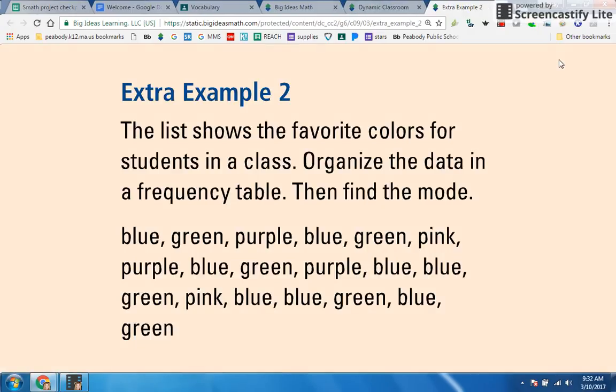So this one is talking about asking people what their favorite color is. So you're going to do a frequency table. You're going to only write the name of the colors once. So you only have to write blue, green, purple, and pink. I think those are the only ones I'm seeing. And then you're going to do your tallies, your totals, and tell me what the mode is. Okay, so you can try this one.